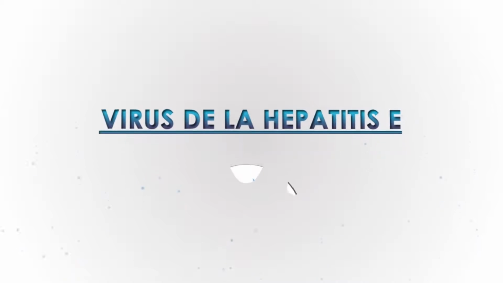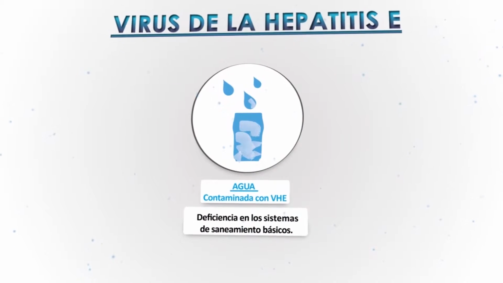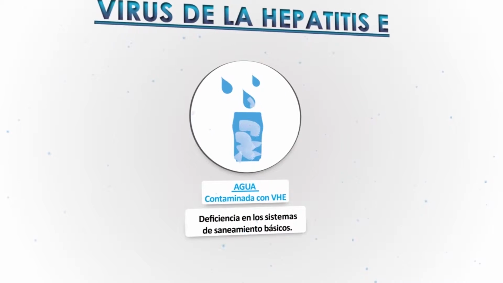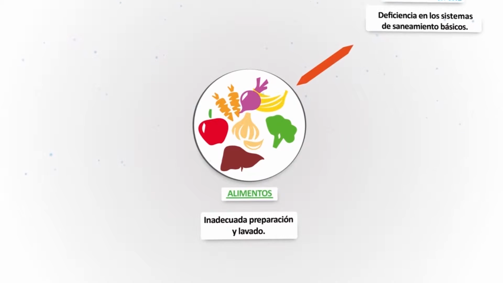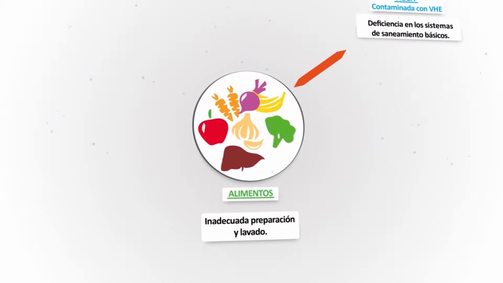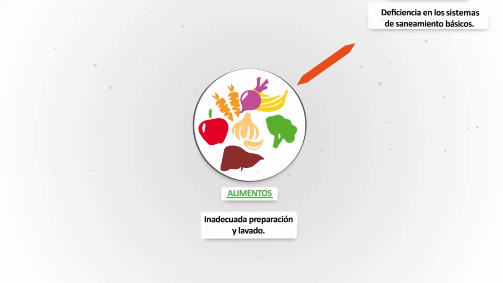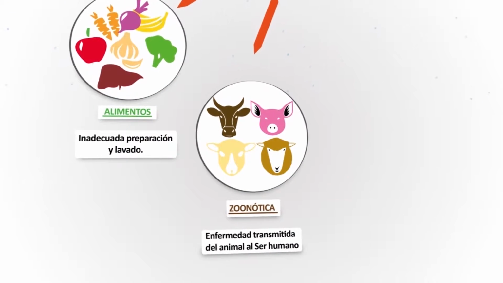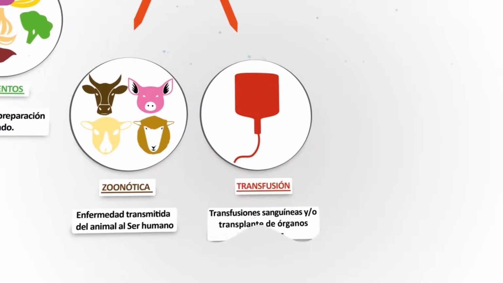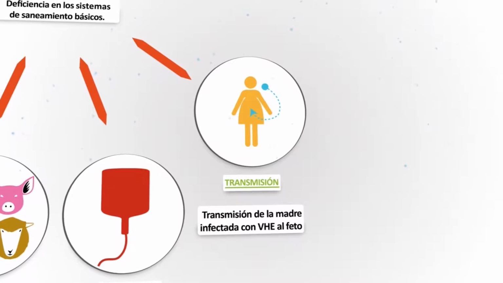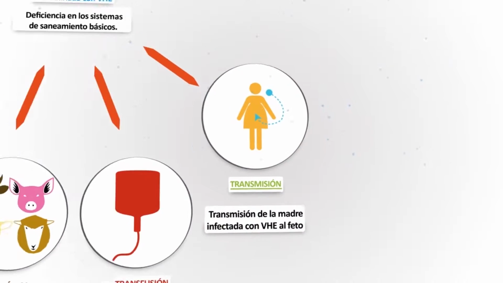The hepatitis E virus is transmitted primarily via the fecal-oral route because of fecal contamination in drinking water. Other transmission vectors that have been observed are food through the ingestion of products made from infected animals, such as livers or raw or undercooked intestines. Zoonotic, meaning it can be transmitted from animals to humans through transfusion of infected blood products, and vertical transmission from the pregnant mother to the fetus.